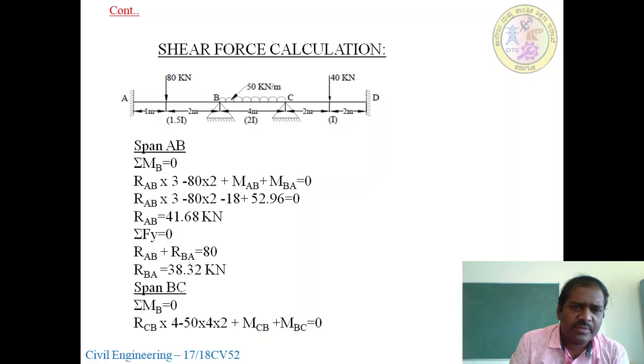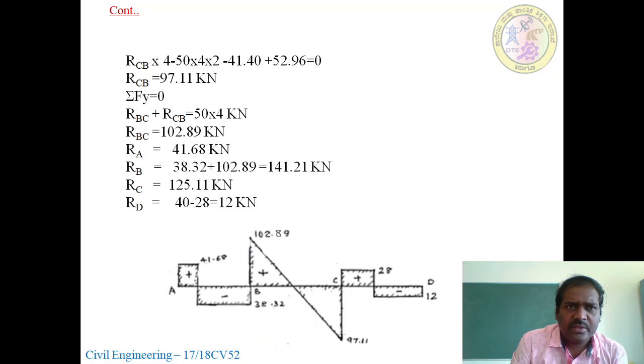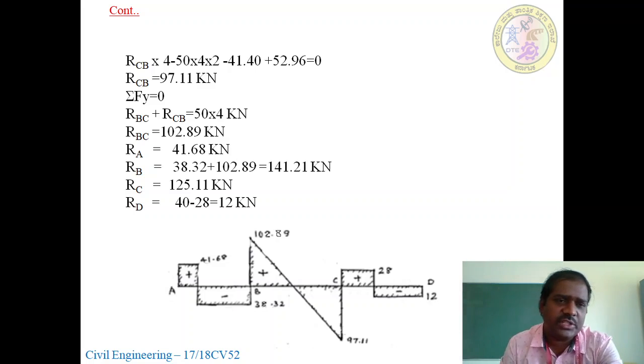For the span BC, again the summation of moment at B equal to 0, left hand side: RCB into 4, minus 50 into 4 into 4 by 2, plus MCB plus MBC. So RCB is equal to 97.11. Then similarly you have to calculate RA, RB, RC and RD. So how to draw the shear force diagram?